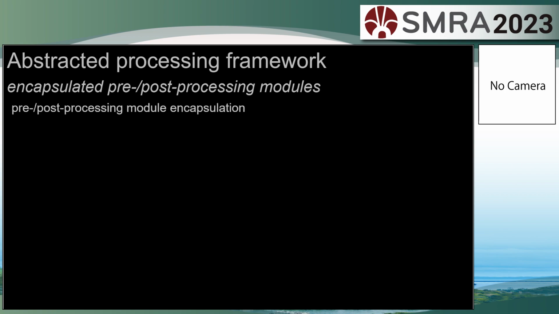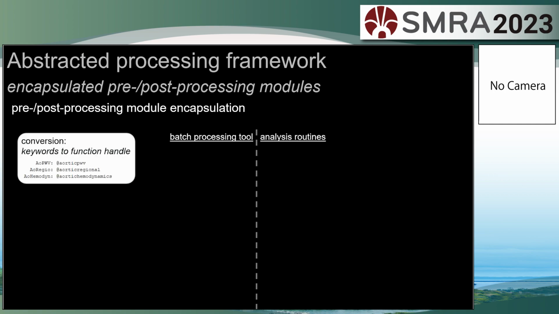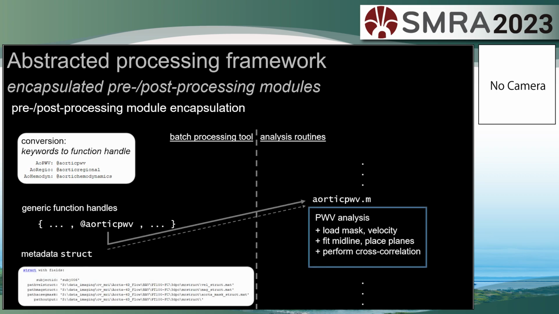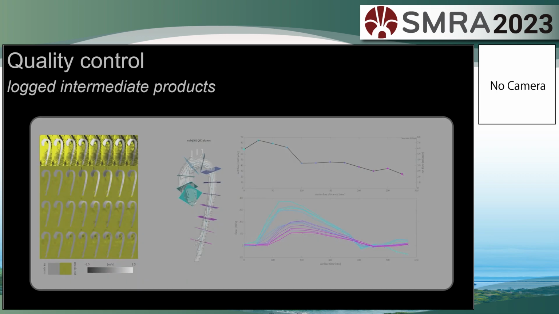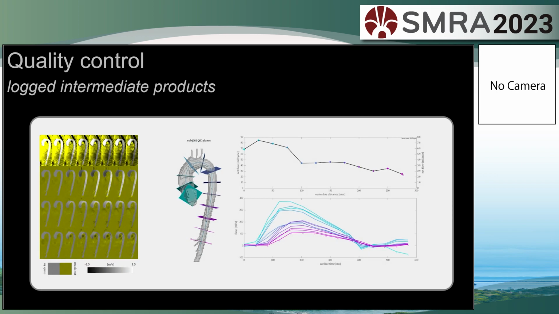We then take an additional step, which is that we encapsulate all of our processing modules into individual routines, so that we have a tool that is just working with generic function handles. It has a standard metadata structure, and then it invokes the routines that we need for any particular data set. We also save intermediates so that we can quickly get a check to see that the processing worked, or we can identify if we had an issue.